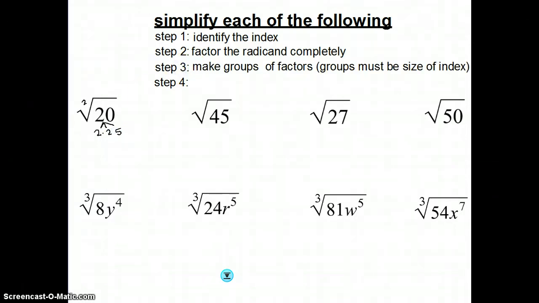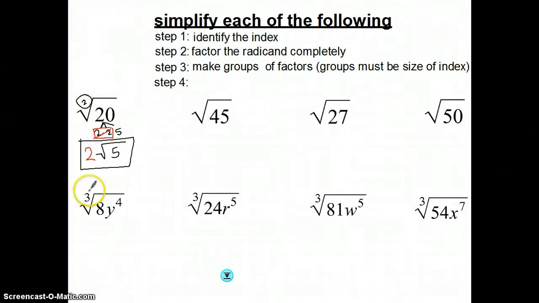Step 3, we make groups of the factors. The groups must be the size of the index. So when I look at my factors, I'm looking for groups of 2. I see 2 2's as my factors. So what this tells me is I can bring one 2 out to the front of my radical to represent this group, but anything that didn't group up must remain underneath the radical. So I still have a square root of 5. So the simplified form of my radical is 2 square root of 5.